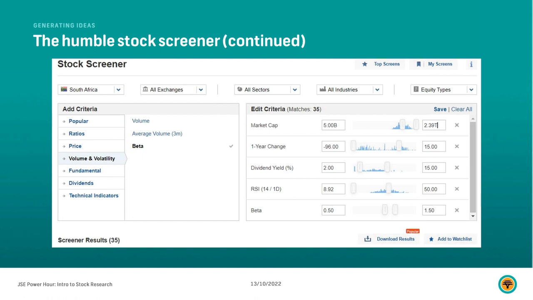And then the final metric that I like to use in a stock screener is the beta. The beta basically measures how a stock moves relative to the rest of the market. So if you look at a stock that is very high beta, it means that when the market goes up 1%, this stock goes up way more than 1%. When the market goes down 1%, it goes down way more than 1%. So that volatility is quite big. If a beta is very low, it means that it's almost uncorrelated with the market. So it kind of does its own thing.